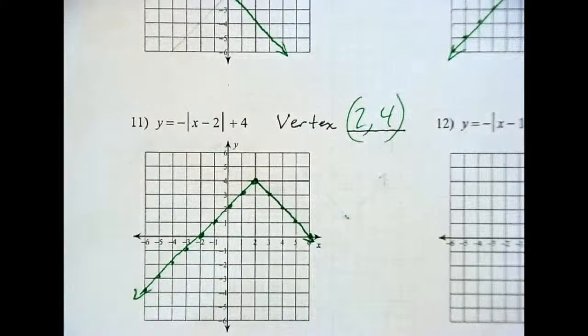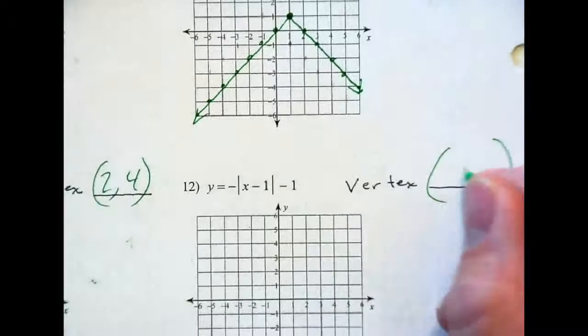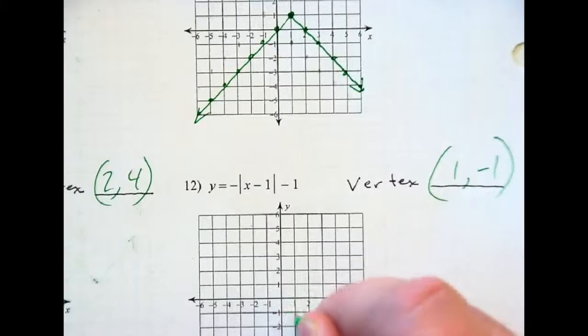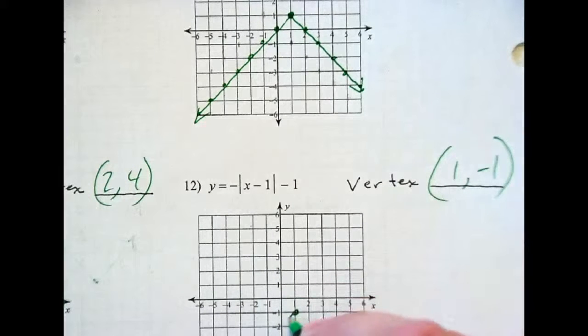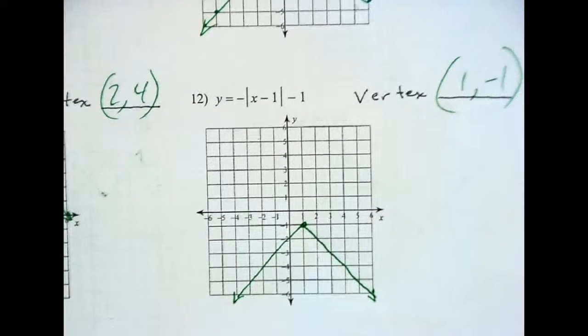Okay? This last one, what's our vertex? 1, negative 1. Well done. All right. Questions?